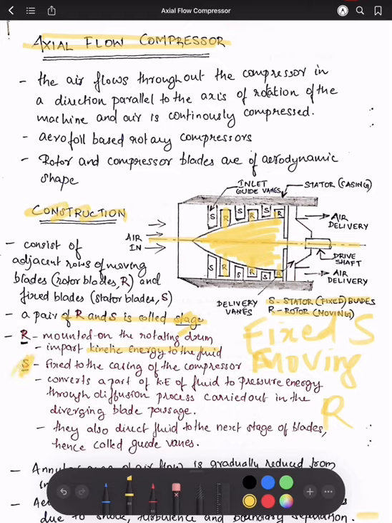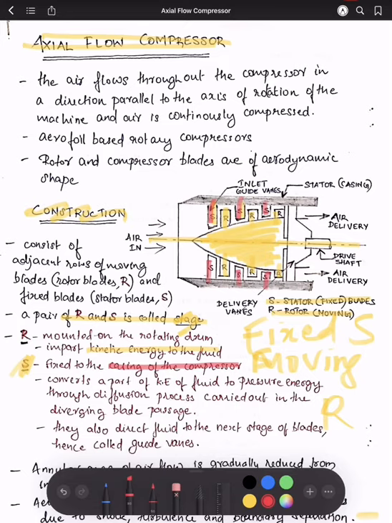Now, the stator blades are marked with S. I'll mark it with red. Now these are the stator blades. They are actually fixed to the casing. They are fixed. They won't move. So it is fixed to the casing of the compressor.